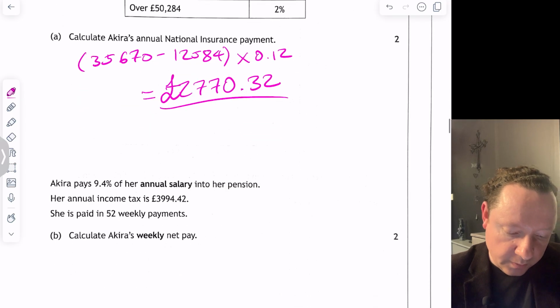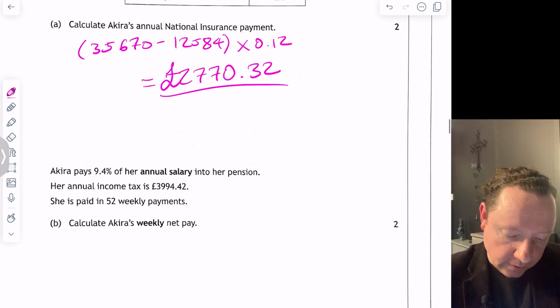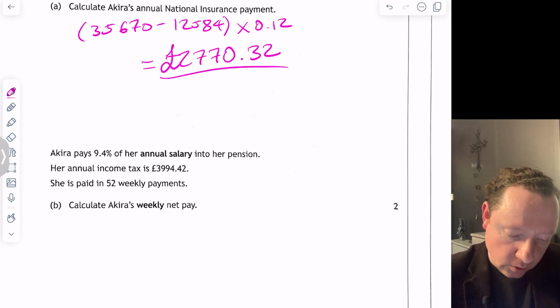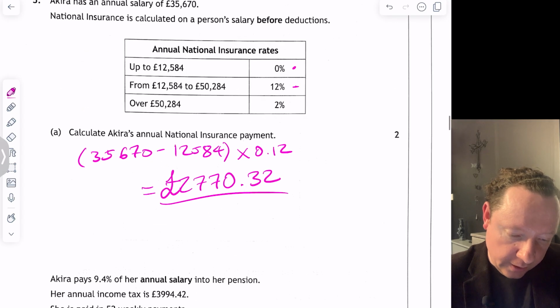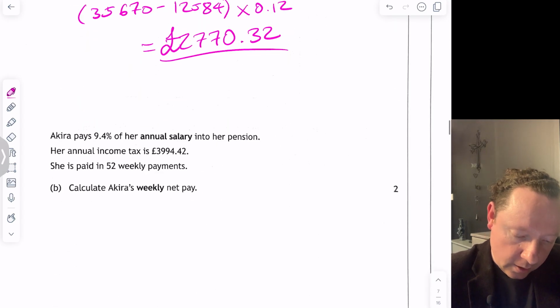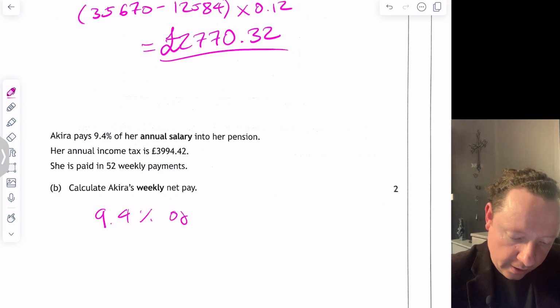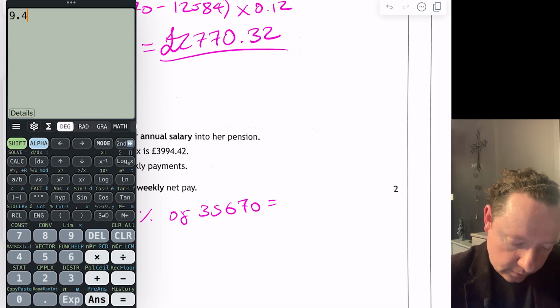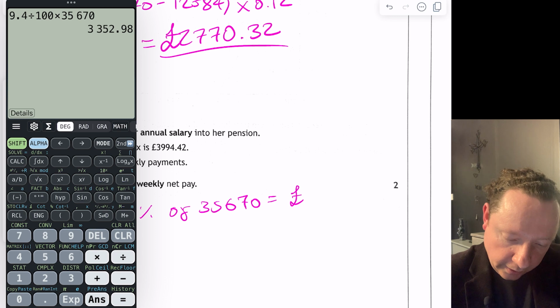Akira pays 9.4% of her annual salary into her pension. Her annual income tax is this. She's paid in 52 weekly payments. Calculate Akira's net pay. Okay, so we've got a salary for Akira of 35,670. So 9.4% of 35,670 for the pension. So 9.4%, just divide by 100 if you want, times 35,670 is 3352.98.